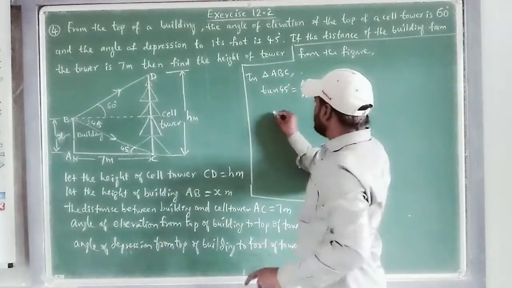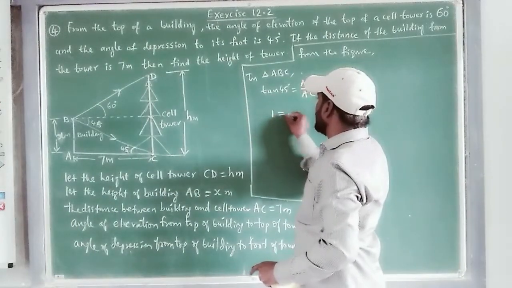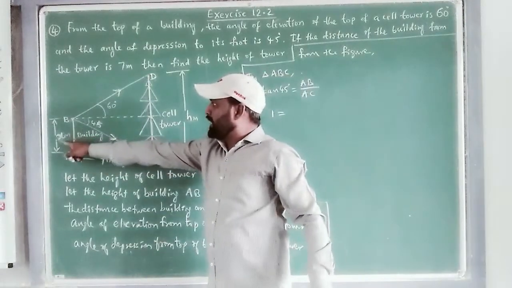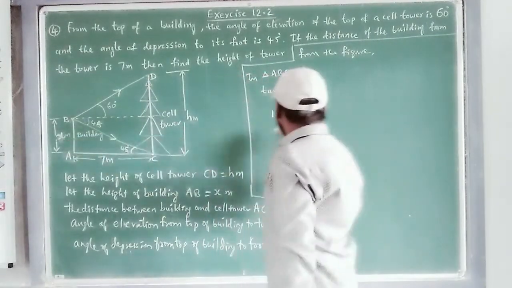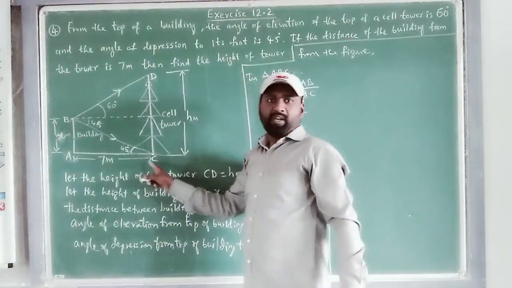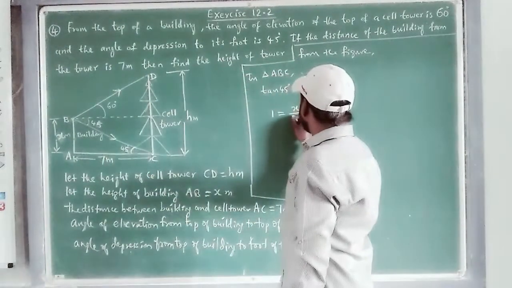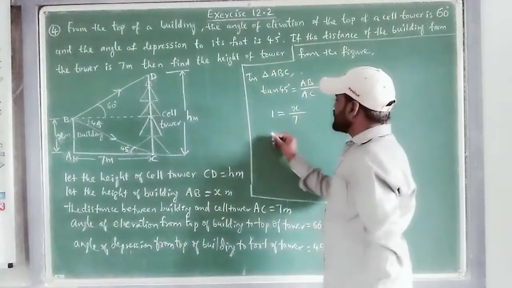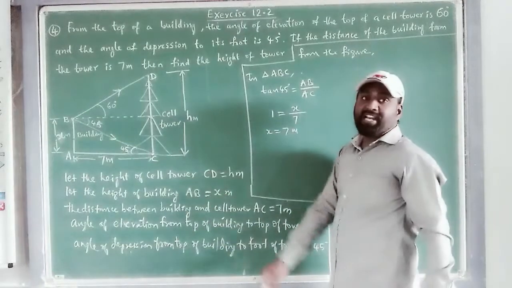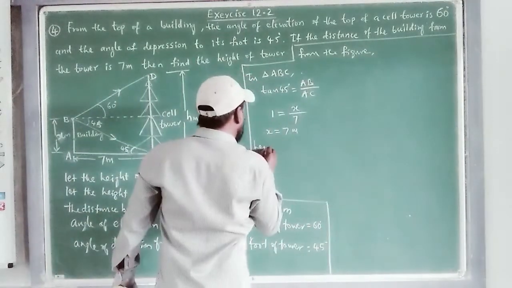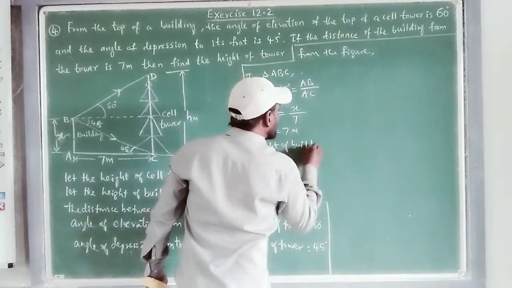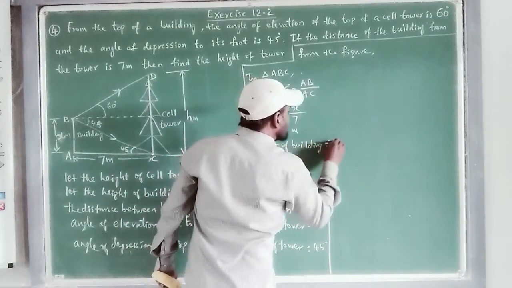Now tan 45, we all know that it is 1. AB, we do not know, that is the height of the building. We assume it as x. AC, the distance between the building and the foot of the tower, which is 7 meters, is given. By doing the cross multiplication, x is equal to 7 meters. x is nothing but the height of the building. Now, height of building, we got it as 7 meters.